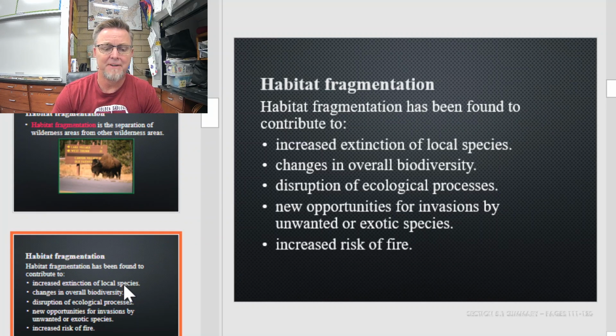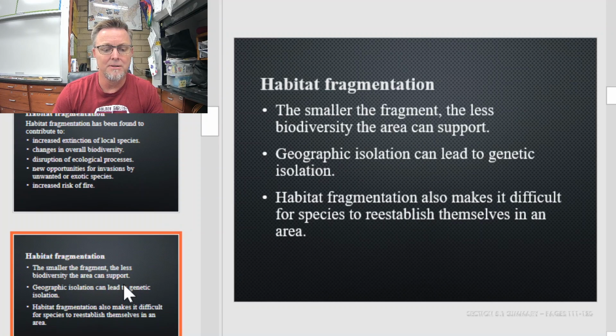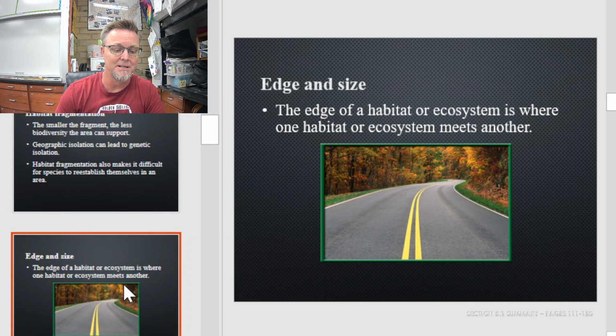Habitat fragmentation has been found to contribute to increased extinction of local species, changes in overall biodiversity, disruption of ecological processes, opens the door to new opportunities for invasive species, and it can even increase the risk of fire. The smaller the fragment, the less biodiversity it can support. Geographic isolation can even lead to genetic isolation, so that if these organisms were to ever somehow find each other or meet each other, they'll probably still not want to have anything to do with each other. Habitat fragmentation also makes it difficult for species to reestablish themselves in areas.